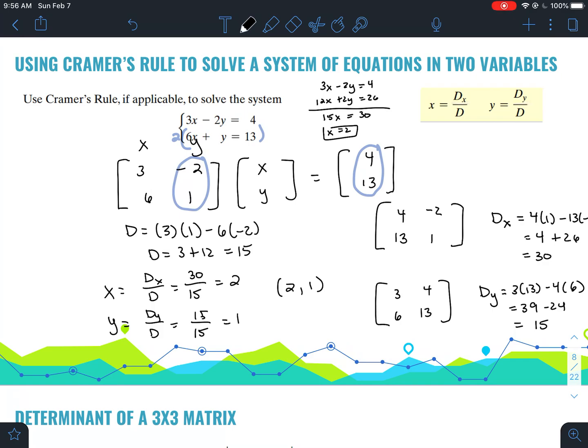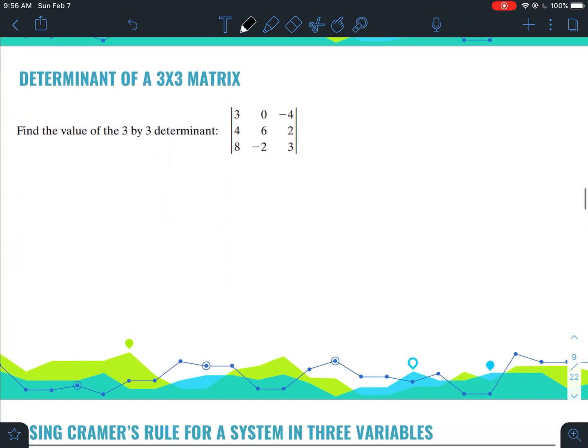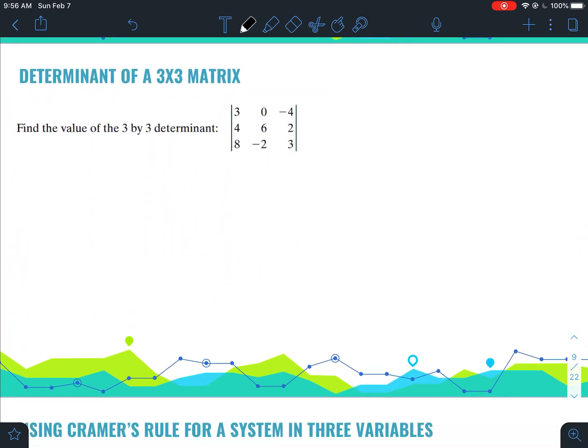And then you take the original coefficient matrix and replace the y column with the solution column, and find the determinant of that new matrix. That's going to be d sub y. In Cramer's rule, the x-coordinate solution to your system is dx over d, and the y-coordinate solution is dy over d. All right, so how do we find the determinant if it's a 3 by 3 matrix?